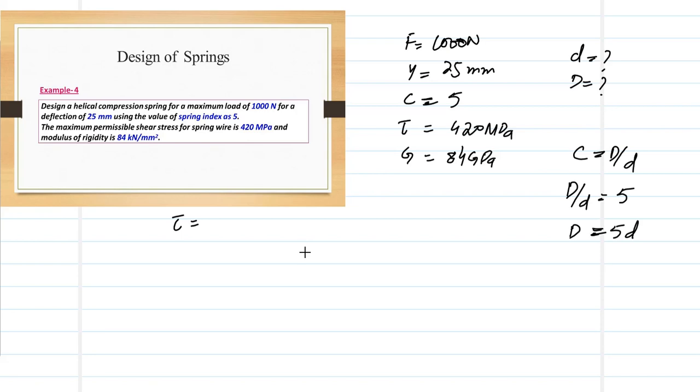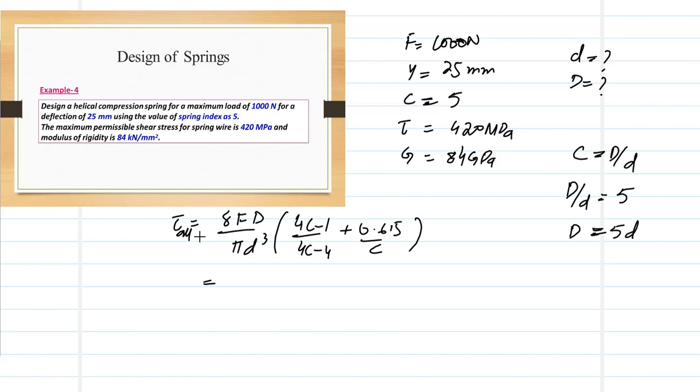If I take the stress formula, and in this case, if it is not specified in your problem whether you have to use the shear stress factor or the wall factor, then just use the wall correction factor. There is no indication of a curvature effect or of a shear stress factor, so just use the wall correction factor formula: tau equals 8FD over pi d cube into (4C minus 1 over 4C minus 4 plus 0.615 divided by C). Clear? And here you have to put tau allowable.